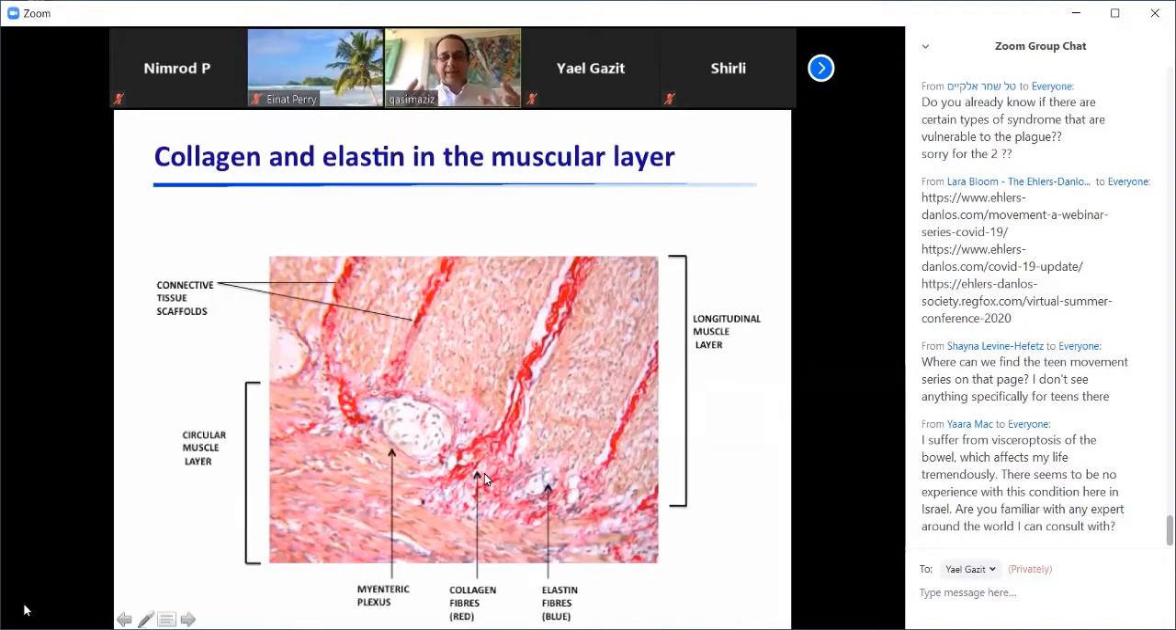So not only is connective tissue like collagen and elastin fibers present within the muscle layers, but also present around the nerves, and they form like a protective sheet around the nerves as well. So it's not beyond the realms of imagination that if you have a problem in these muscle layers, in the connective tissue in the muscle layers, or connective tissue in the layers which are around the nerves, then there could be dysfunction of the gut.